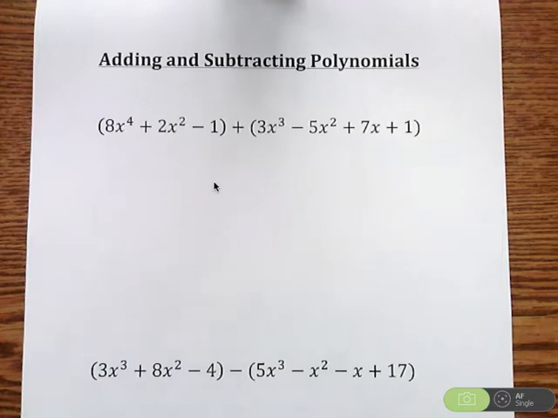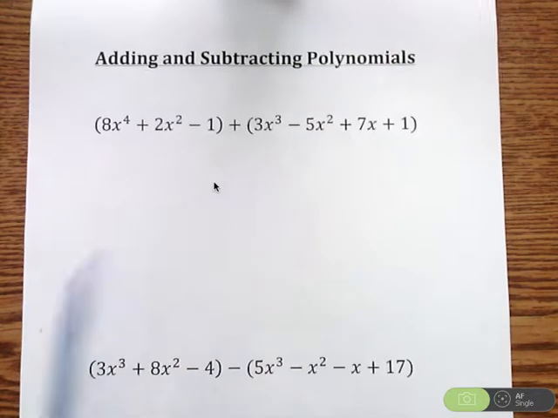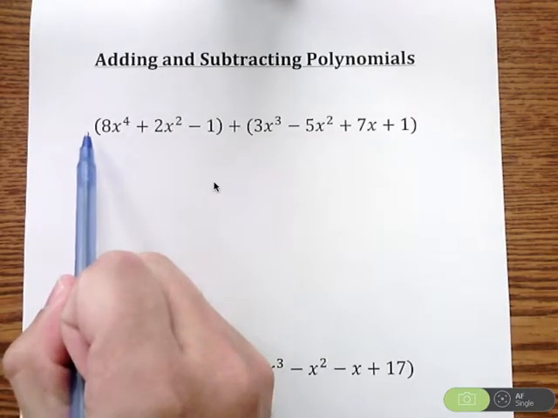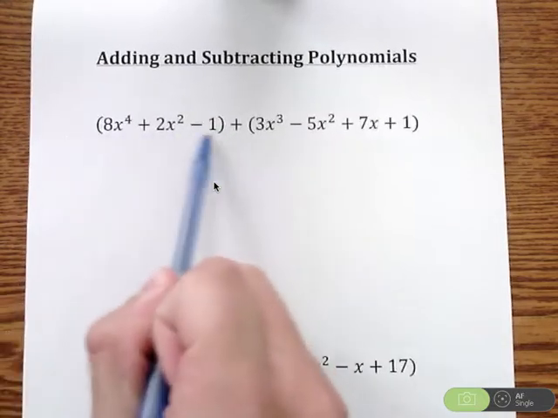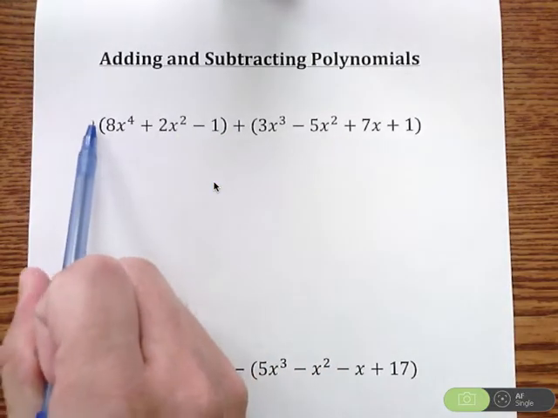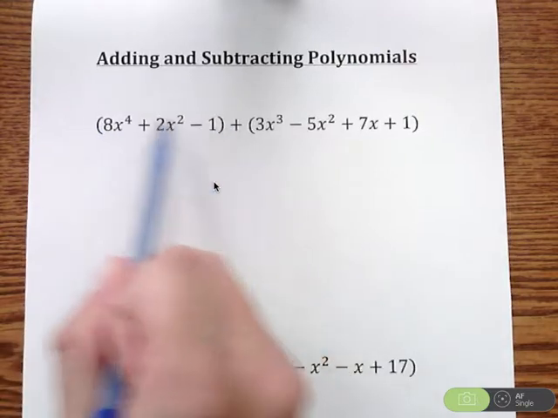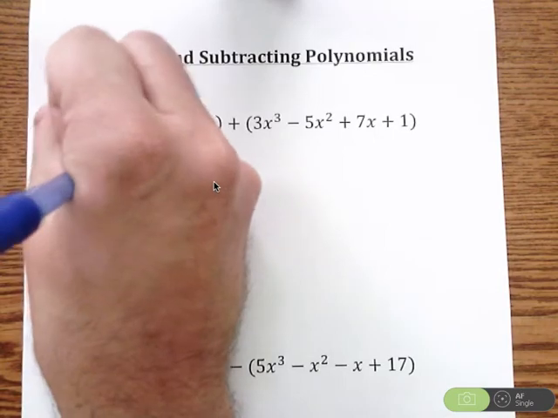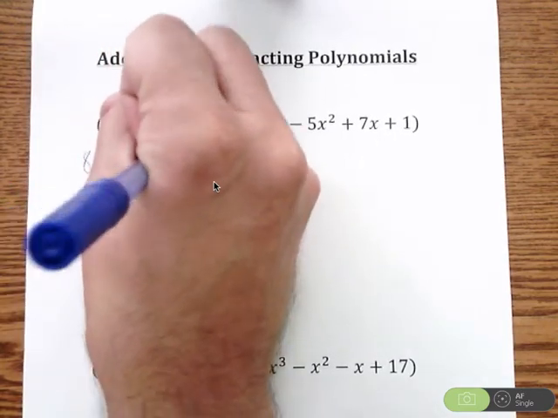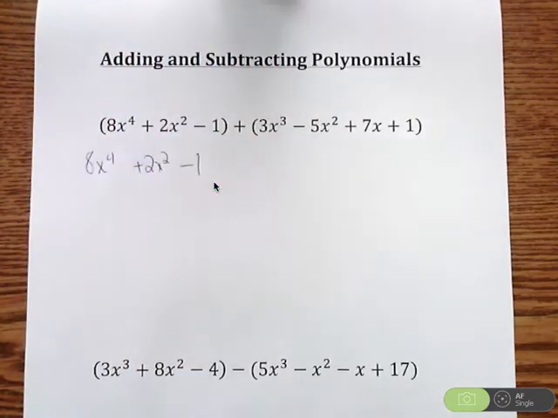In this video tutorial, I'm going to review how to add and subtract polynomials. This is the general form of how these problems are presented. The first thing I look at is, is there anything out front of each parentheses that we're multiplying through? This one, even though it looks like there's nothing there, is just the number 1. If you multiply the 1 by anything, you get the exact same thing. So we're still going to have 8x to the 4th plus 2x squared minus 1.